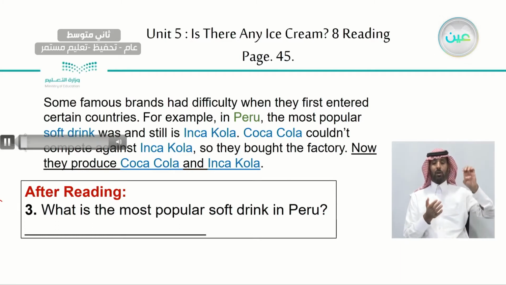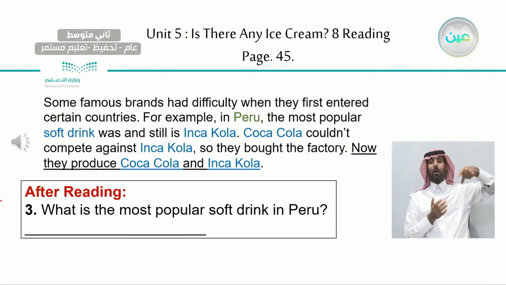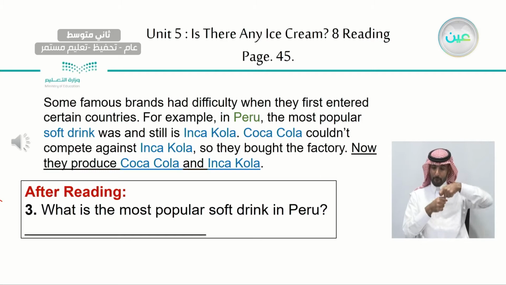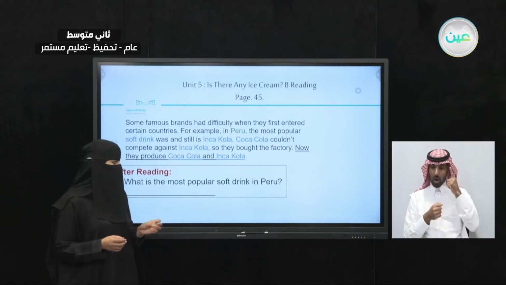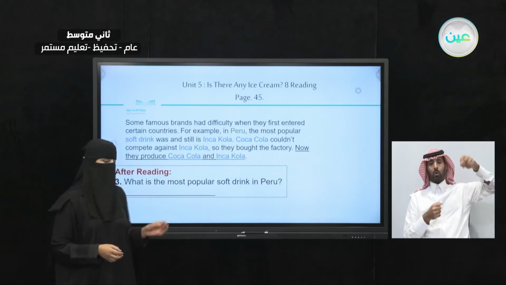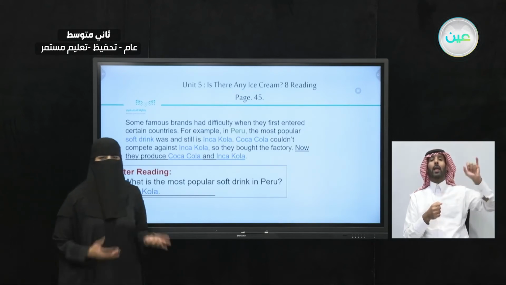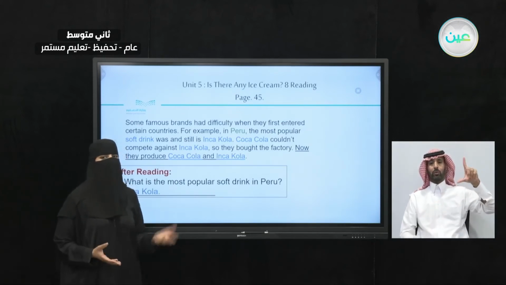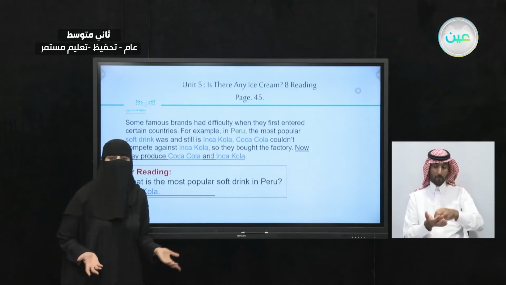Some famous brands had difficulty when they first entered certain countries. For example, in Peru, the most popular soft drink was and still is Inca Cola. Coca-Cola couldn't compete against Inca Cola, so they bought the factory. Now, they produce Coca-Cola and Inca Cola. Now, what is the name of this most popular soft drink in Peru? It's Inca Cola. Have you ever heard about Inca Cola? Looks like it's famous in Peru, but maybe not famous in other parts of the world.